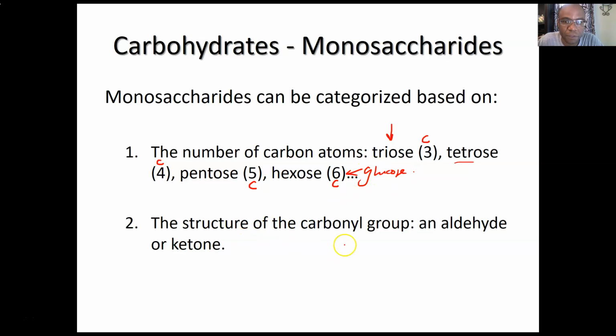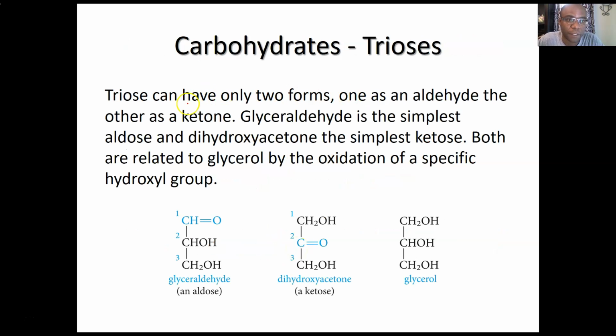The structure of the carbonyl group can also be used to categorize the monosaccharide, whether you have an aldehyde or a ketone. That's where you'll see the name aldose if you have an aldehyde, or ketose if you have a ketone. So, trioses: there are 2 forms of the trioses. You either have the aldehyde in the structure or a ketone. Like I said, if you have an aldehyde, it's an aldose. If you have a ketone, it's a ketose. They are still trioses because you have 3 carbons in the structure.